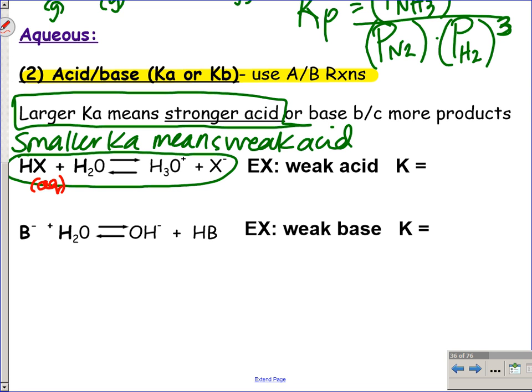Most of the time, acids are diluted with water. Water is a pure liquid. Hydronium is aqueous because it's just mixed with water, and so is the other ion that is made. It's aqueous, mixed with water.